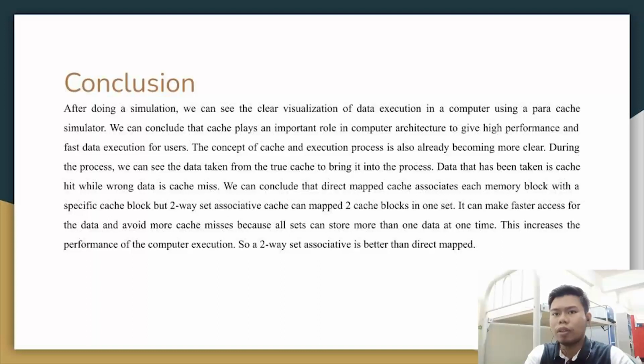We can conclude the direct method cache associates a memory block with a specific cache block, but two-way set associative cache can map two cache blocks in one set. It can make faster access for the data and avoid more cache misses because each set can store more than one data at one time. This increases the performance of the computer execution. So a two-way set associative cache is better than the direct method.